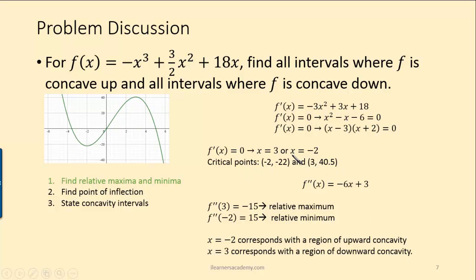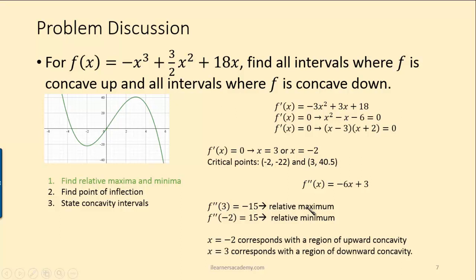So now I need to know whether these represent maximums or minimums. They could also represent some kind of stationary point, but that's not going to be the case here. So when I find the second derivative, notice I get -6x plus 3, and then I test this using these two critical points. I test it using 3 and -2. So when I test it using 3, I get -15. So since the second derivative there is negative, I know that's a relative maximum.